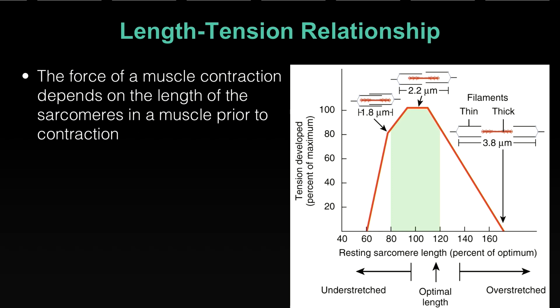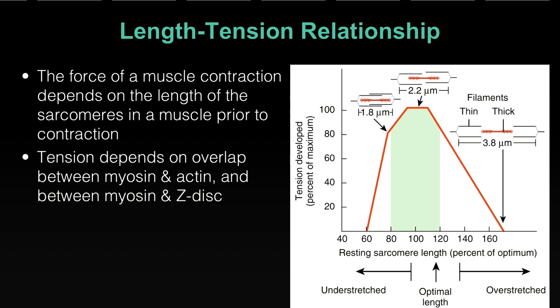The length tension curve of a sarcomere. And this is very similar to the length tension curve you'll see in a muscle or an individual fiber. They both exhibit the characteristics shown here. Very little force at the extremes, and a lot of force generated in the middle.